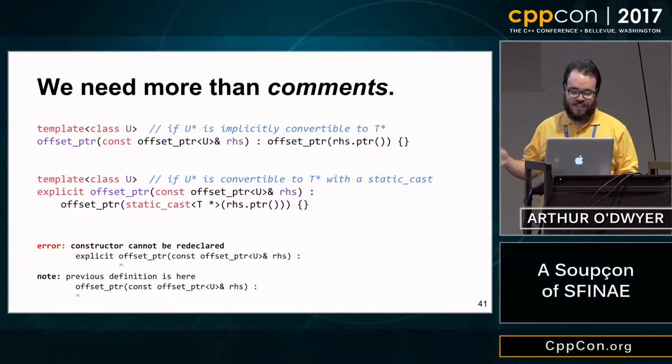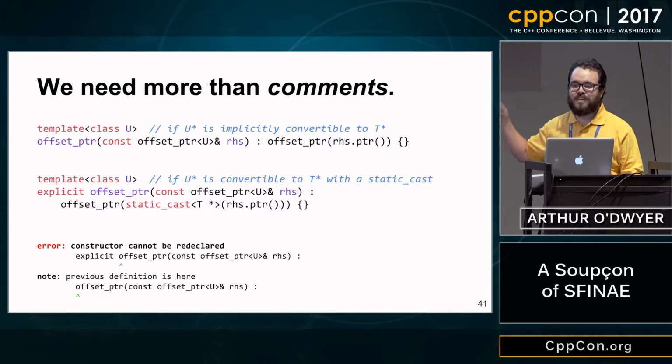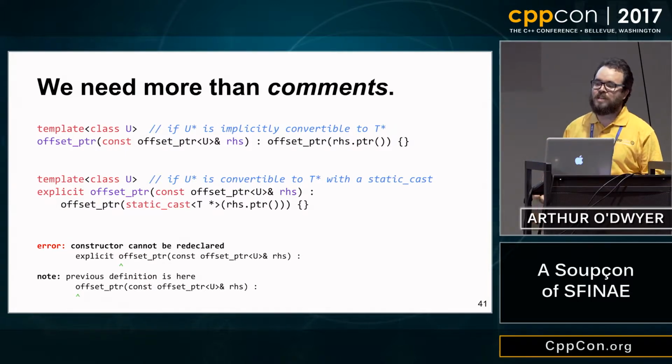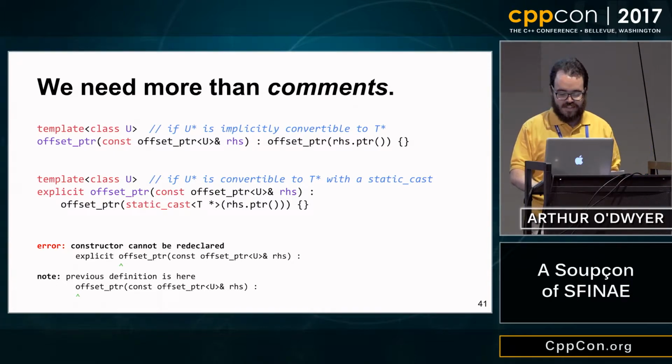Constructor cannot be redeclared. Okay, so it's treating these as the same constructor. Just one of them has explicit and the other one doesn't, but it's saying you're trying to redeclare the constructor. Not only that, you're trying to redeclare it with a slightly different signature, which is certainly not going to work.